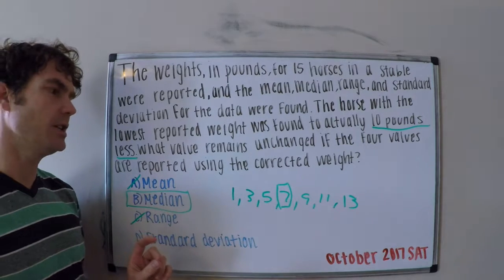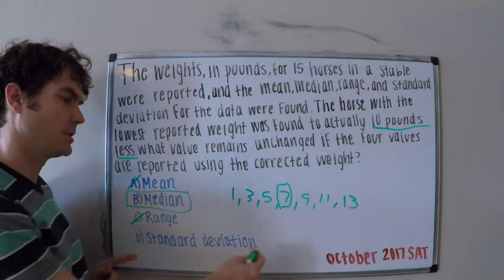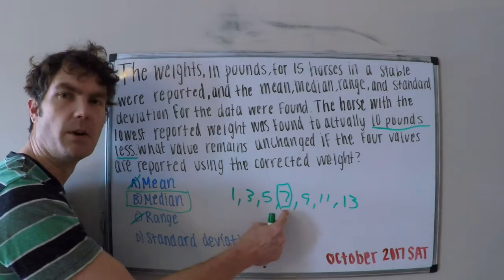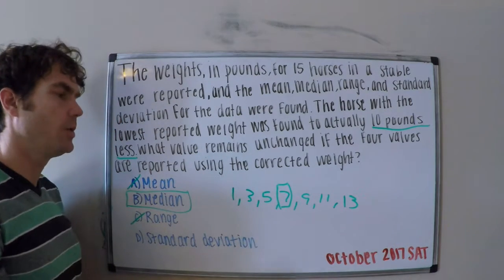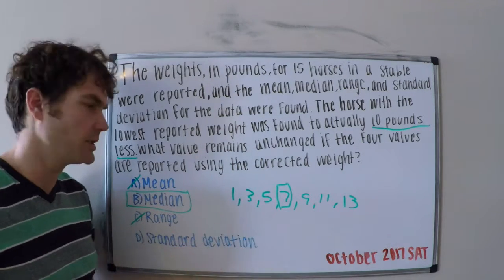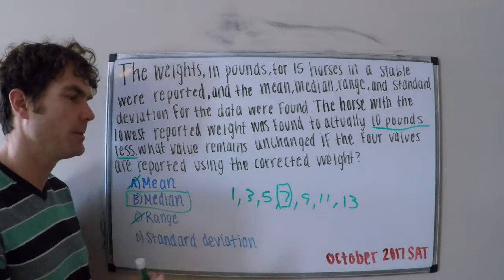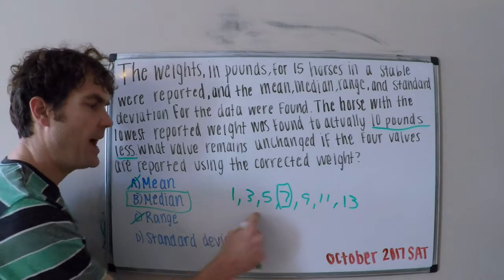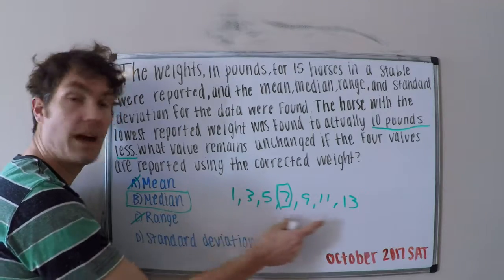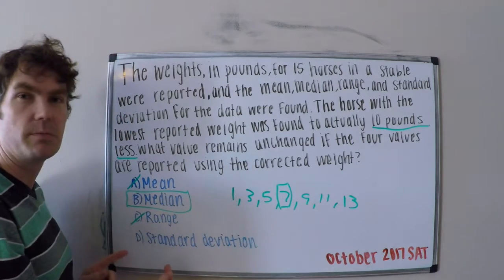Standard deviation essentially measures the distance of each of the values from the middle, or from the mean. So if one of them changed, it would change the standard deviation. But one thing to remember about standard deviation is if I had a list of all 7s, if all the data values were 7, standard deviation would be 0.